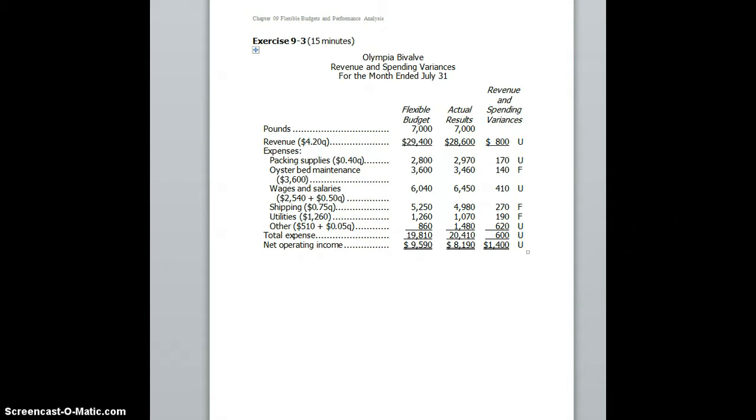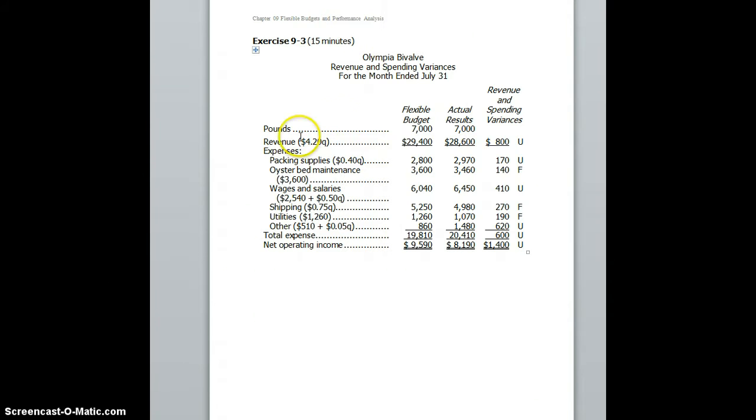So had we done the planning budget knowing, having a crystal ball, that we would sell 7,000 pounds of product, we would expect profit to be $9,590. However, when things all played out, we only had $8,190 of net operating income, a $1,400 difference. So now we look at the detail here to figure out where we went wrong.